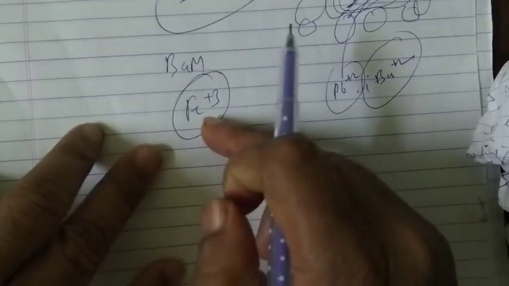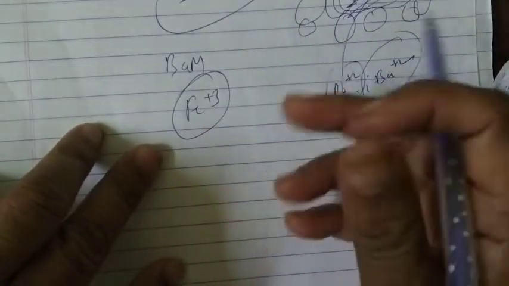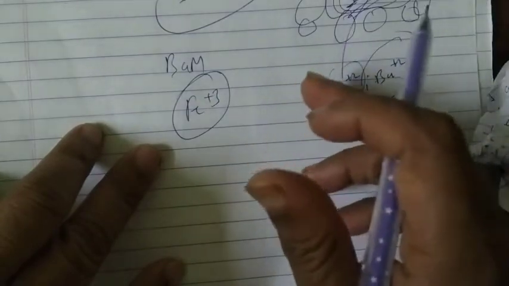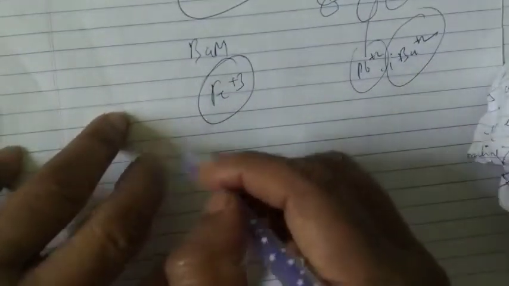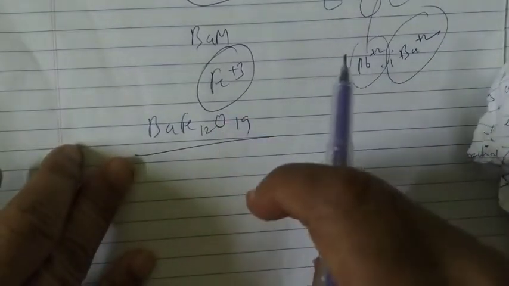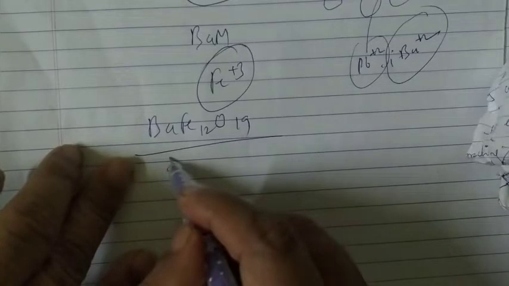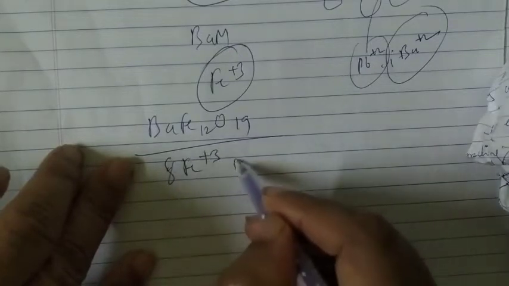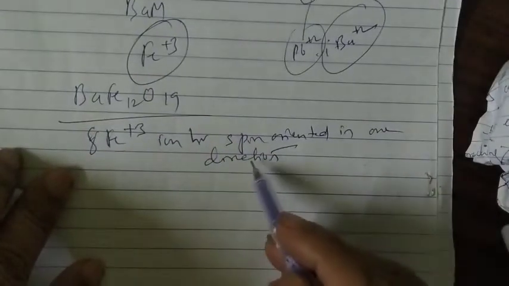And this Fe plus 3 occupies 5 sets of crystallographic sites. Fe plus 3 is going to occupy the 5 sets of crystallographic sites here, and the net formula is BaFe12O19. And the net effect is that 8 Fe plus 3 ions have spin oriented in one direction, 8 Fe plus 3 ion spin is oriented in one direction.